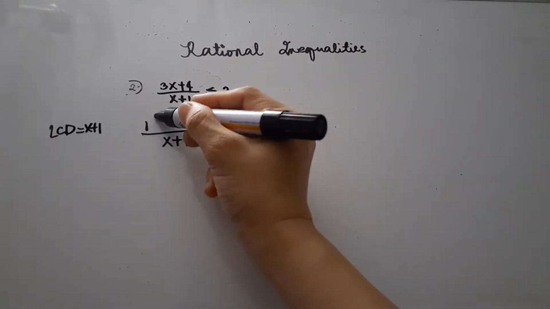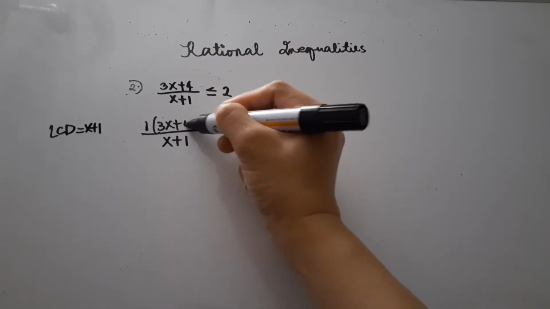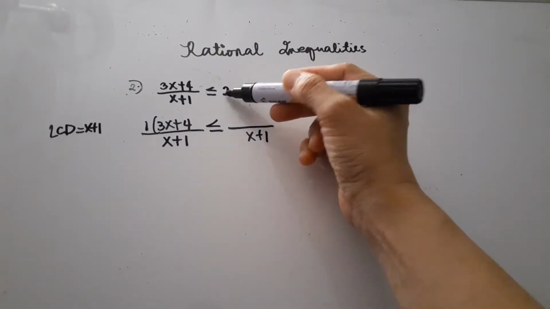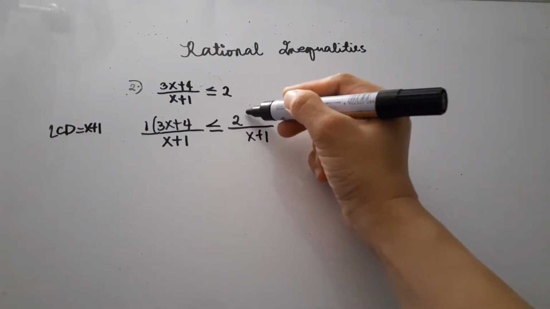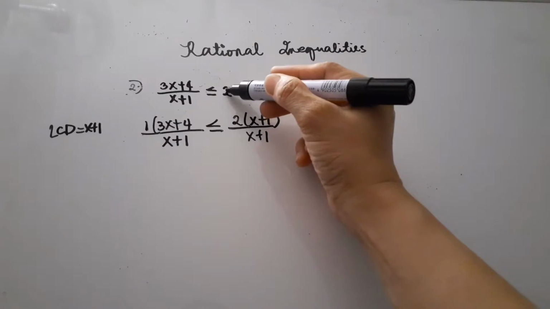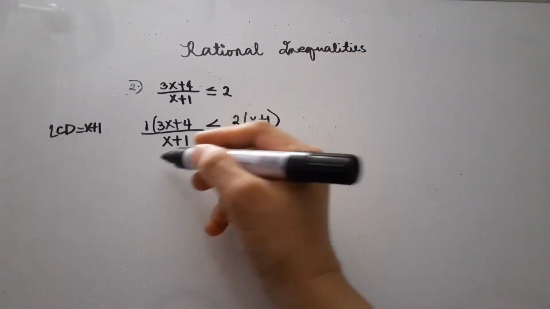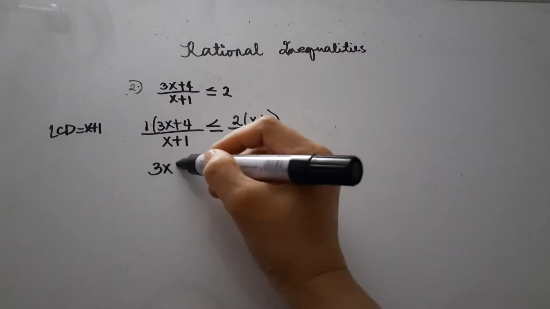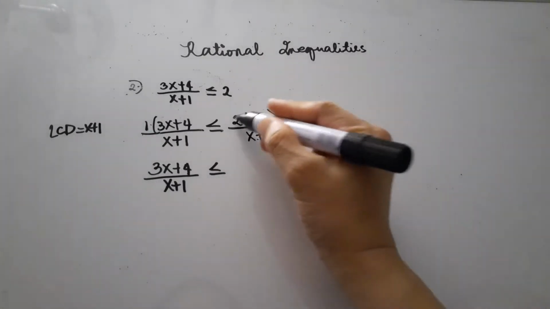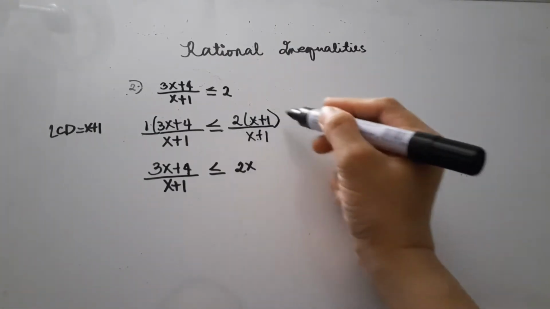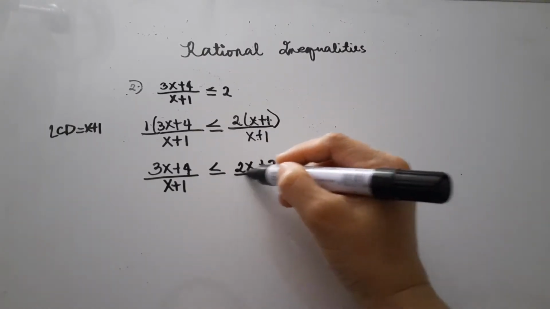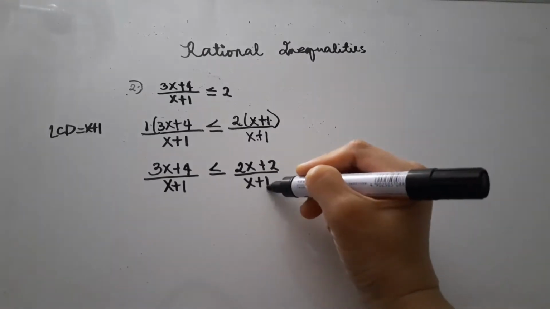So we have 1 times 3x + 4. We multiply from the numerator. And then this one also, since the reciprocal of 2 over 1 is 1 over 2. So we have x + 1 divided by 1 is x + 1. Then we multiply by 2. And then this one is 3x + 4. And then 2 times x plus 2 times 1 is 2 over x + 1.